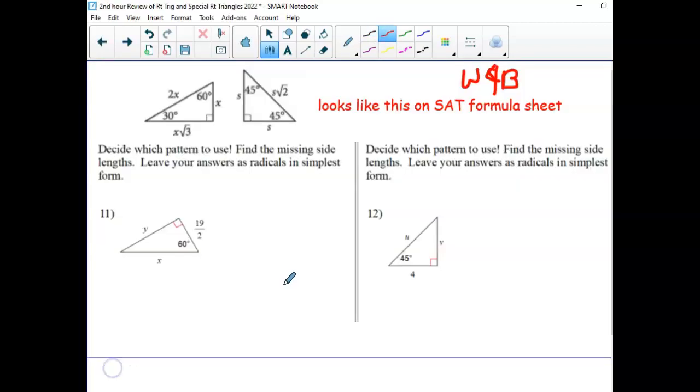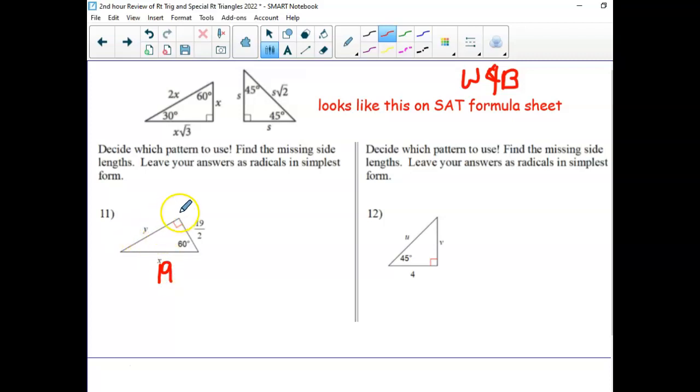All right, so on worksheet 4B, we have the patterns up here. This is a short leg of a 30, 60, 90, so we need to double it to get the hypotenuse, which would be which letter on this picture? The X is the hypotenuse, and if we double 19 halves, we just get 19. Everybody okay?